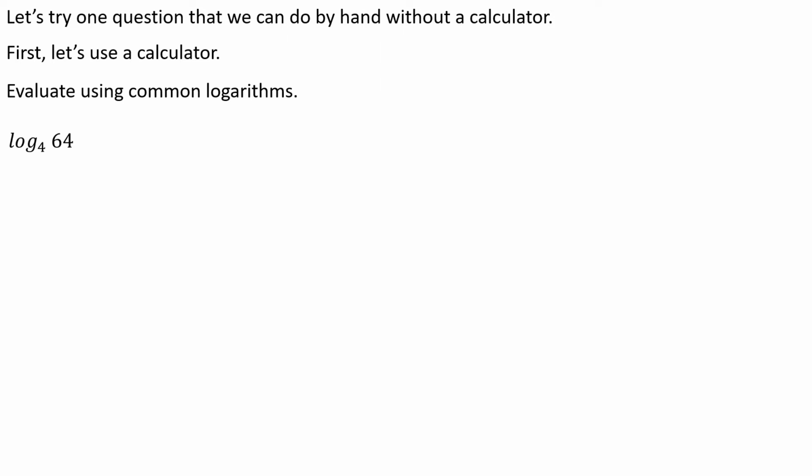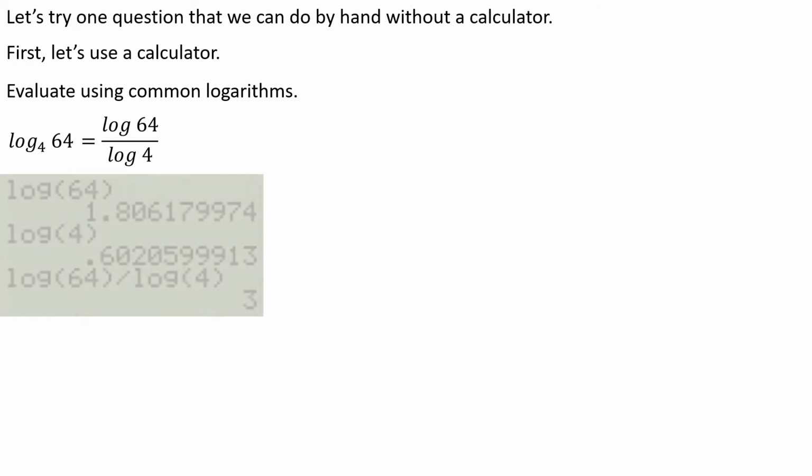Now you know the answer is going to be 3, because 4 to the third power is 64. So spoiler alert, we're going to get 3, right? 4 to the third power is 64. Okay, let's push buttons on the calculator. Let's do log 64 divided by log 4. Oh my goodness, it's exactly 3.